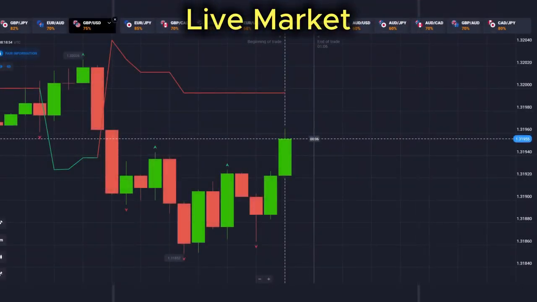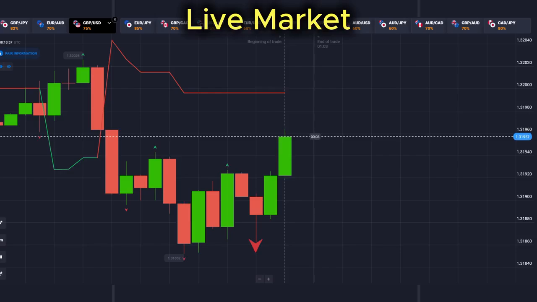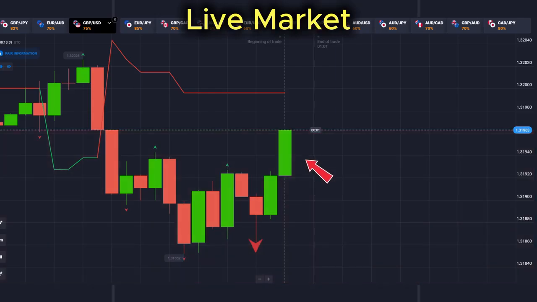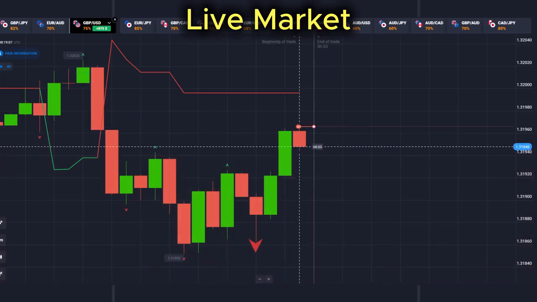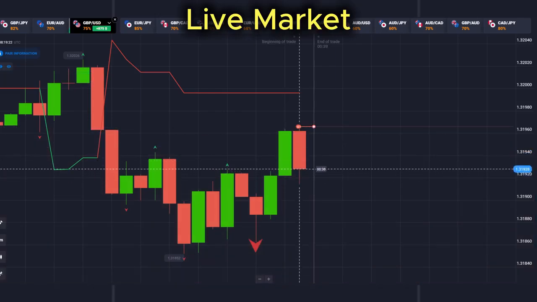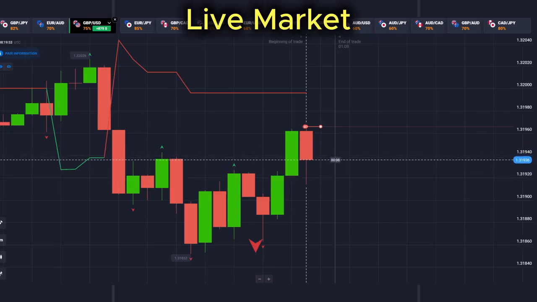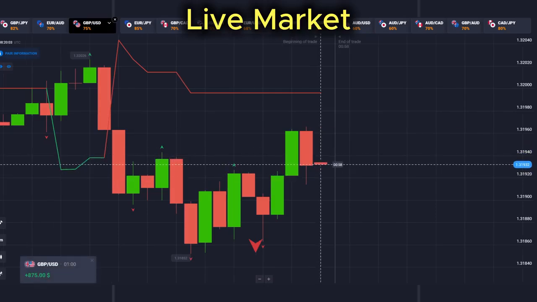Now let's see this in action. Here, the market is in a downtrend. We can see a down fractal has just formed, and there's a green candle right next to it. If the current candle also turns green, we can place a sell trade on the next candle. If that trade doesn't go our way, no worries. You can use a martingale entry on the same signal for recovery.